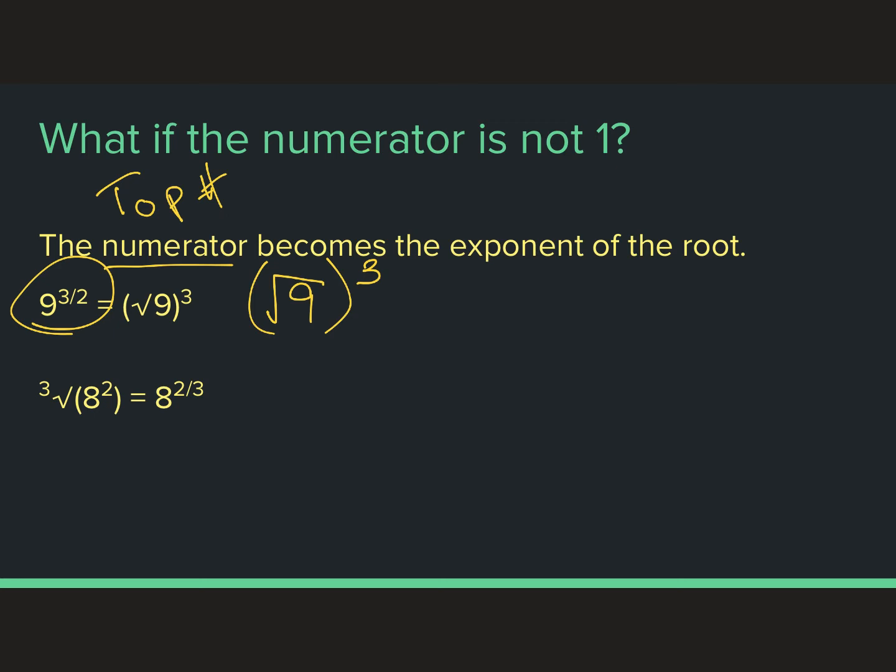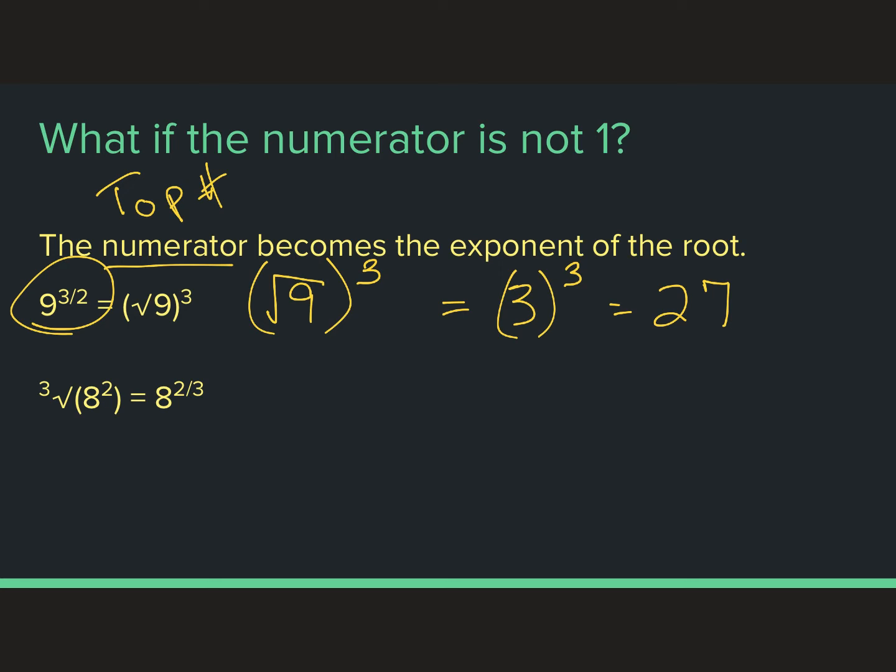So the square root of 9, I know, is 3. So this would be 3 cubed. 3 to the 3rd power is 27. So 9 to the 3 over 2 is just the square root of 9 cubed. Square root of 9 is 3. 3 times 3 times 3 is 27.